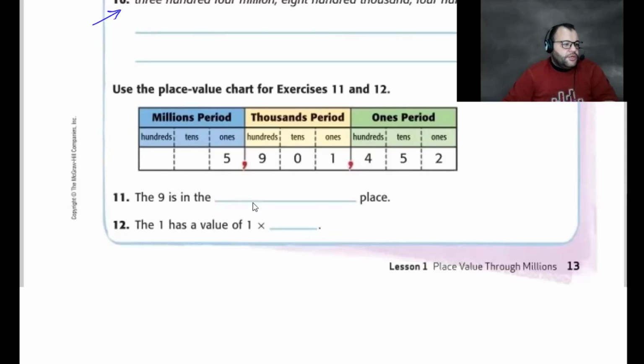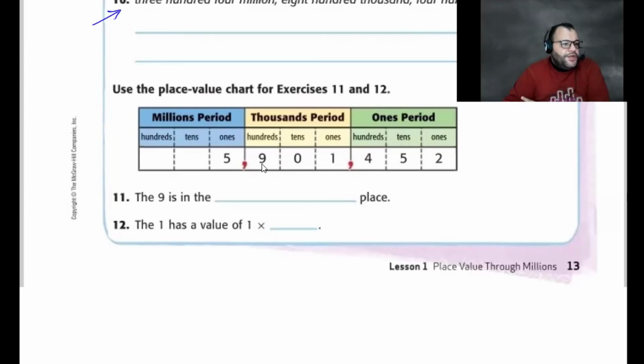For number 11, 9 now. In which place? In the 1,000th place. 9 in 1,000 place. Are you sure? There are two Hamzas. Hamza Naim, and the other Hamza? I am Hamza Tariq. Hamza Tariq, okay.